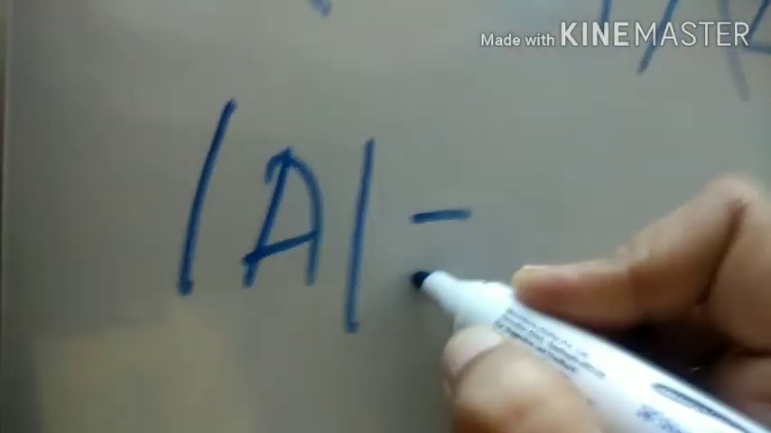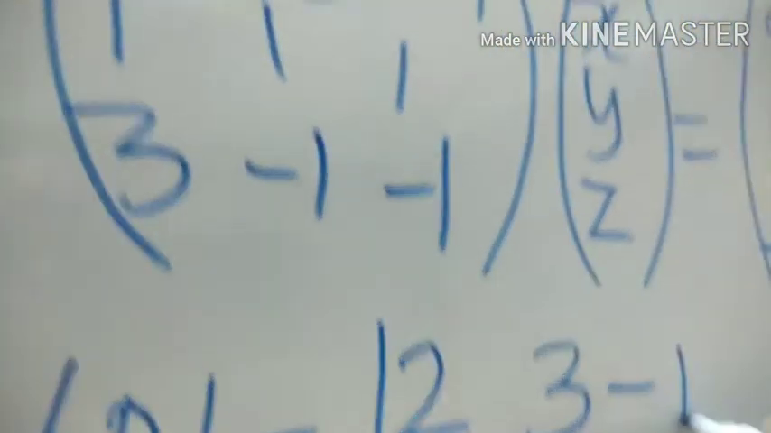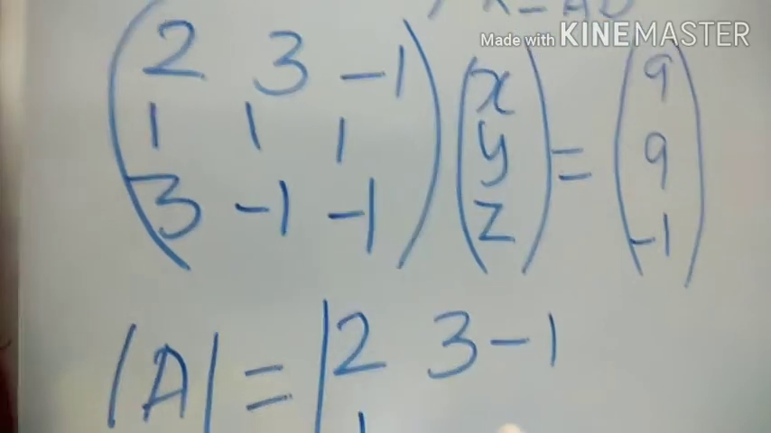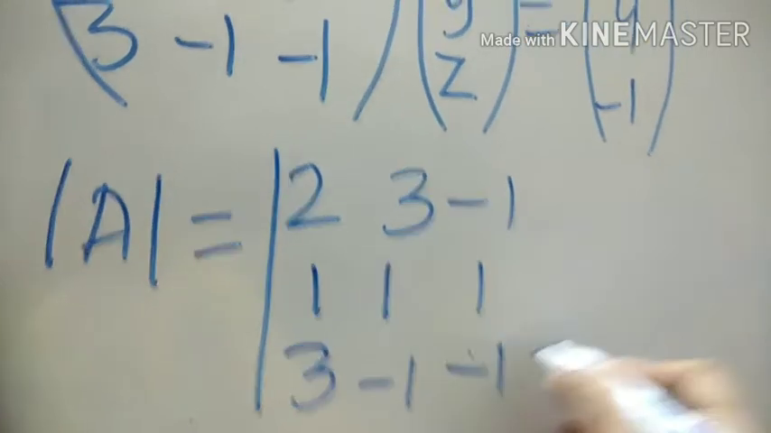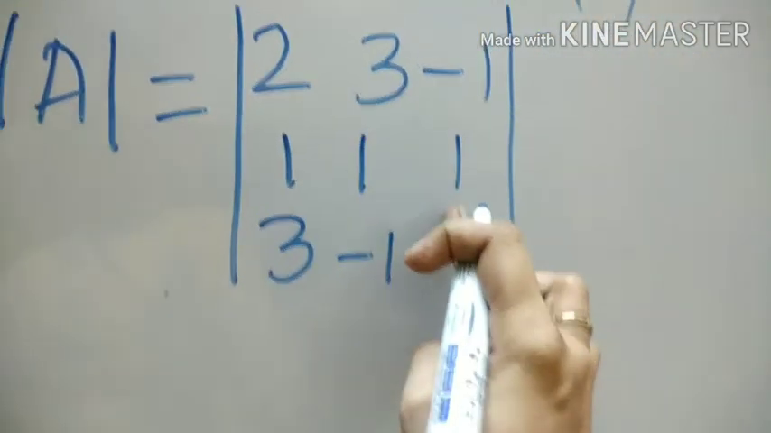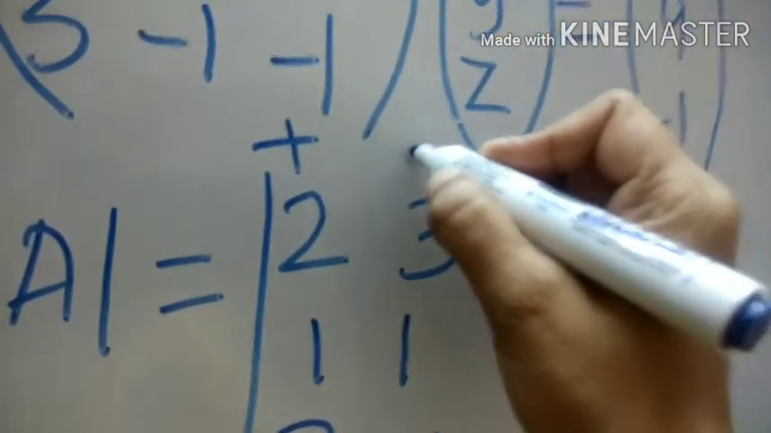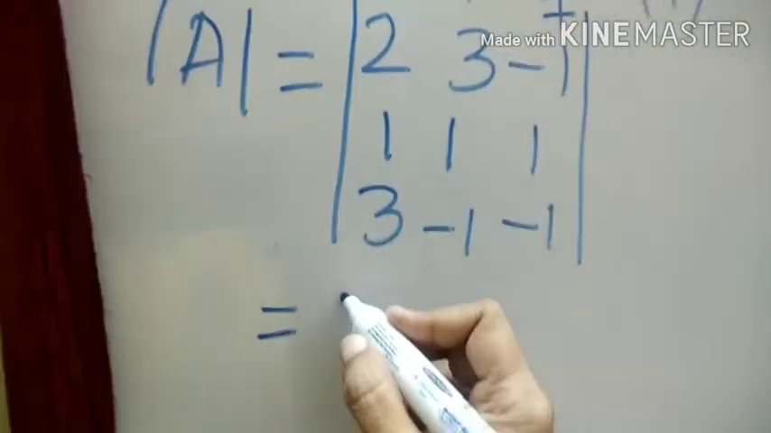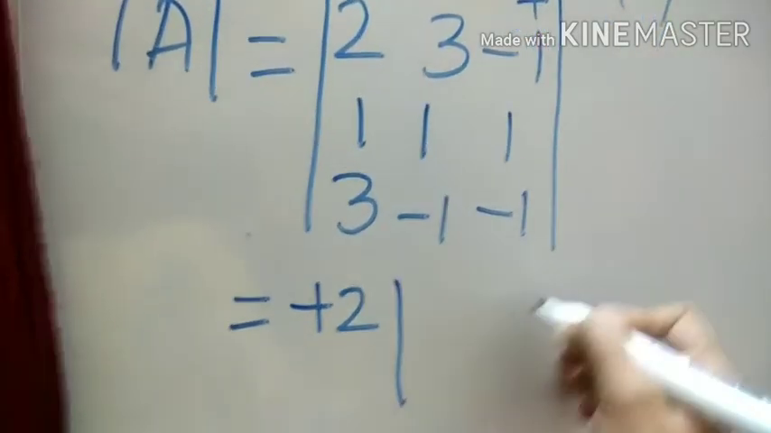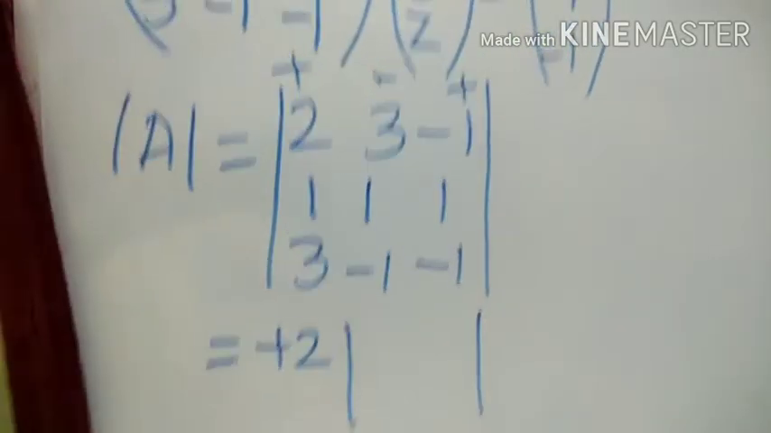So what is the first step? Find out determinant A. How to find out determinant A? Write the numbers 2, 3, minus 1 from A matrix. 1, 1, 1, 3, minus 1, minus 1. Now remember the symbols. It's a 3 by 3 determinant. Put the symbols as plus, minus, plus. How do we expand? Plus 2 into. Remember the procedure. Being the first problem, we expand it with a step. But if you can do it directly, that is well and good.